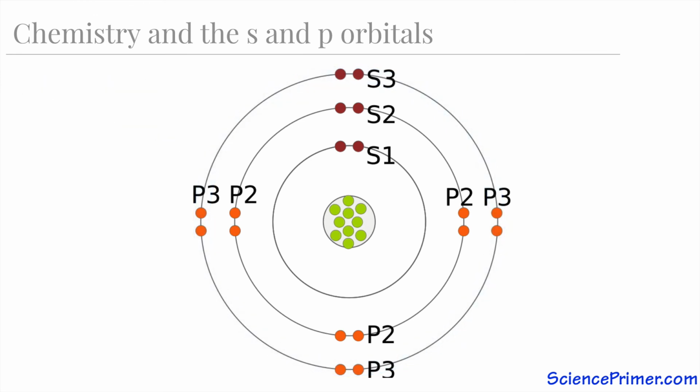Atoms form chemical bonds in order to get to energetically favorable states. Many chemical reactions occur in order for atoms to balance the charges between negative electrons and positive protons, or to achieve a noble gas state with a full set of electrons in their valence shell.